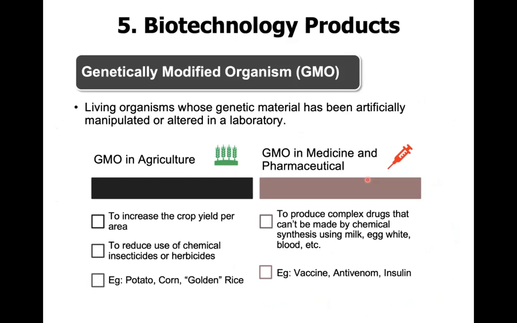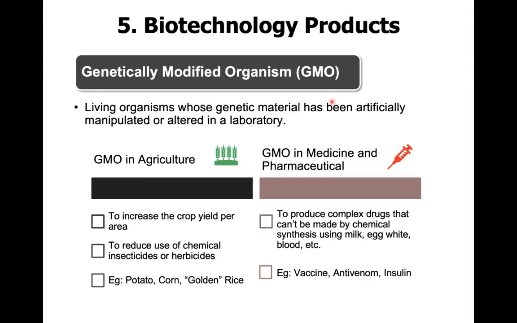Okay, last one, biotechnology product. Kita ada GMO, first one we have the GMO lah. GMO yang macam tadi saya dah cakap banyak kali dah. Kalau dalam agriculture, GMO ni is to increase the crop yield per area, reduce use of chemical insecticide and everything. Okay, saya nak tanya ini, how do you differentiate between a transgenic animal atau transgenic punya plant dengan a GMO?